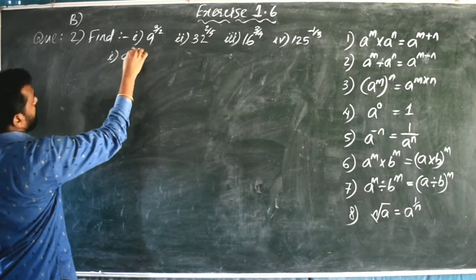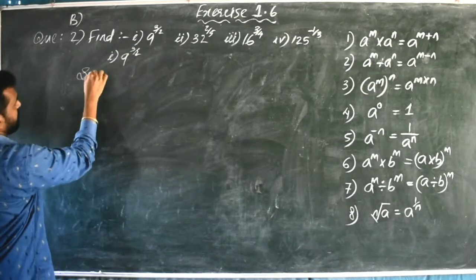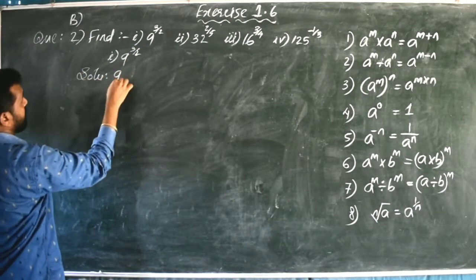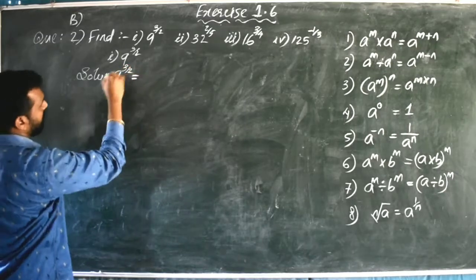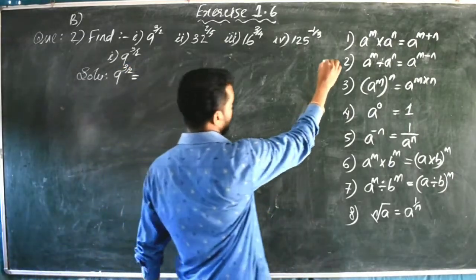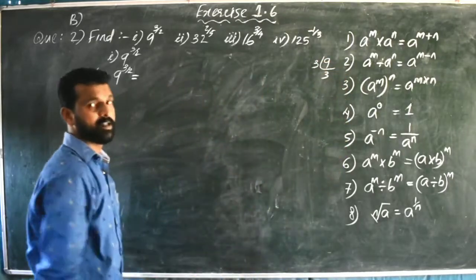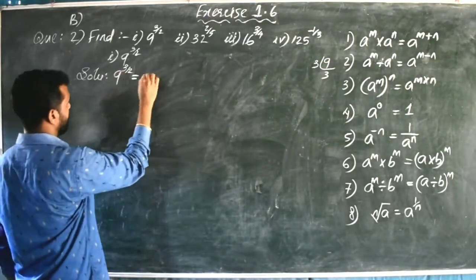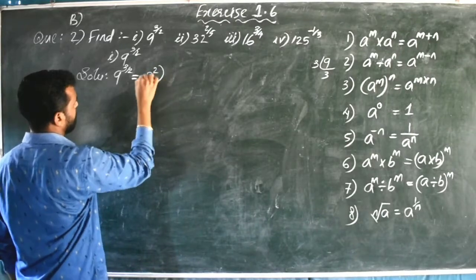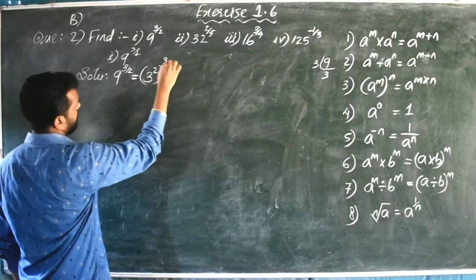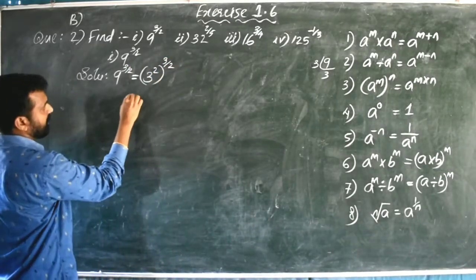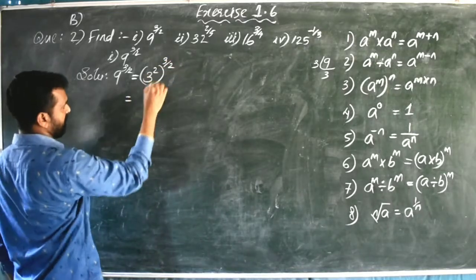9 raised to 3 by 2 is equal to, 9 we have to factorize. 9 divided by 3 only possible. 3 3s are 9. That is 3 into 3, 3 raised to 2. So in place of 9 we can write 3 raised to 2. The whole raised to power 3 by 2. Now it is of the form a raised to m, the whole raised to n.